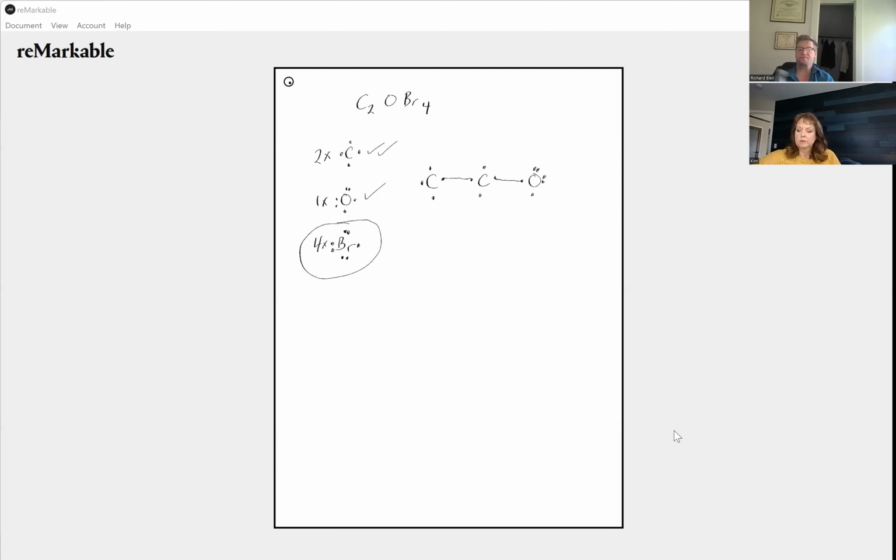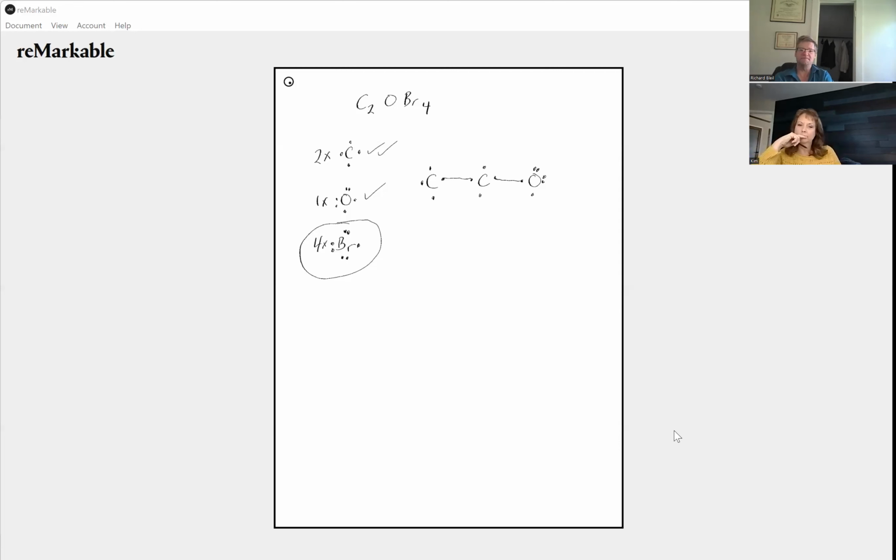Okay. Now, okay, I just checked. I did it right. Yay! Wasn't sure I did. Nonetheless, we've added everything except bromine. We've not added the bromine because it's the last thing we want to add.